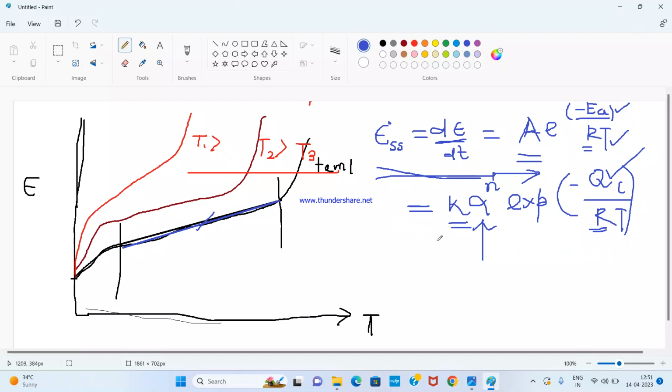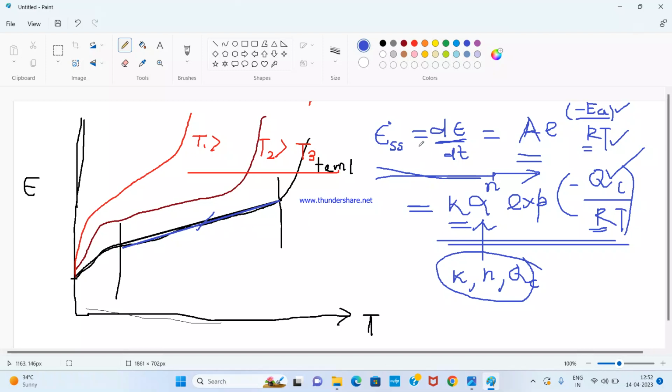Okay, so now our target is to find all these parameters. In this equation K is unknown, n is unknown, and QC is unknown. So the unknown parameters are K, n, and QC. Basically we will try to find these three. Once we find these three, then we can fit the curve.